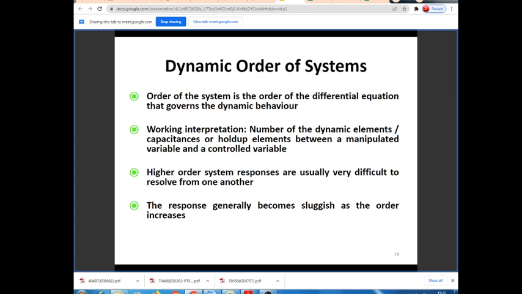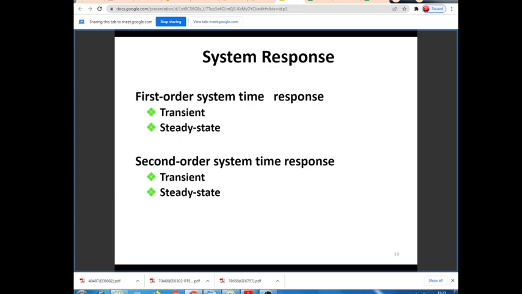What is the dynamic order of the system? It is the order of the differential equation that governs the dynamic behavior. In working interpretation, it is the number of dynamic elements, capacitance or hold up elements, between a manipulated variable and a controlled variable. Higher order system responses are usually very difficult to resolve from one another. The response generally becomes less sluggish as the order decreases.